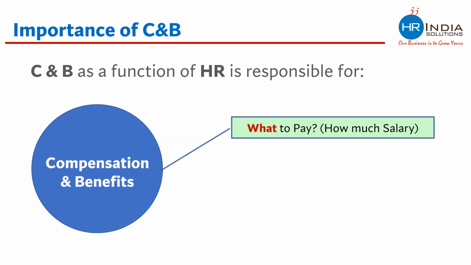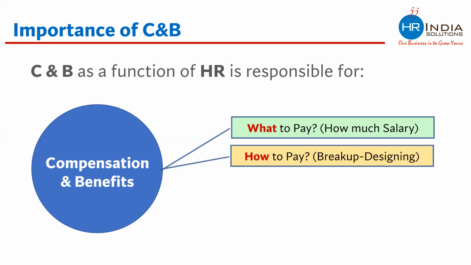CNB as a function of HR is also responsible for deciding how to pay. I am referring to the breakup or designing of the entire compensation package. You will see that in many companies, 80% is fixed and 20% is variable. In many companies, 15% is variable and 85% is fixed. There are many companies who pay HRA, there are many companies who pay other components. How the entire compensation package is designed, how much should be fixed, how much should be variable is something which this function of HR finally decides.